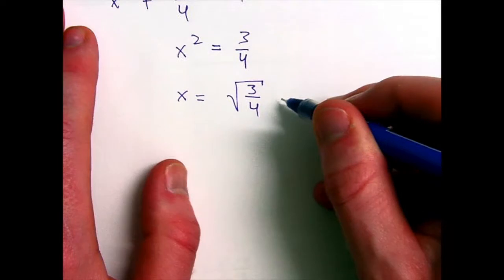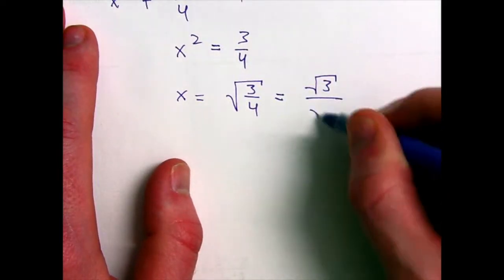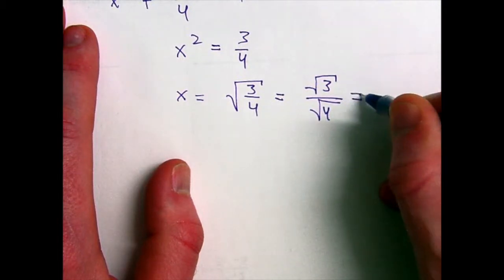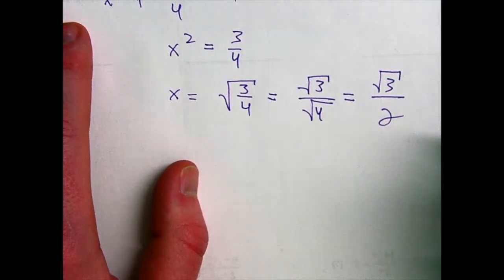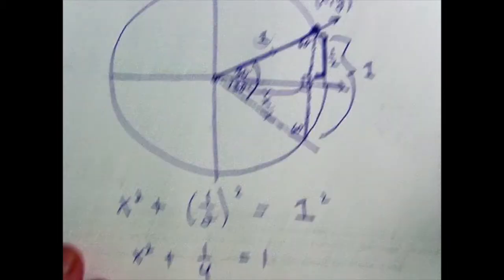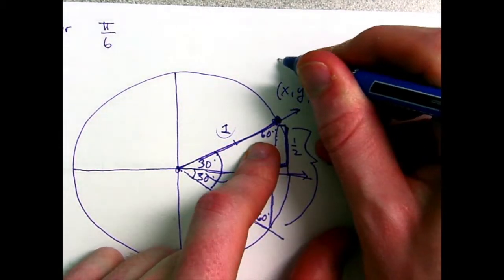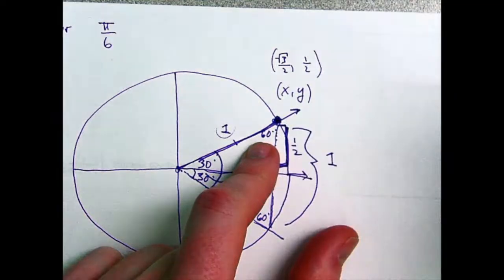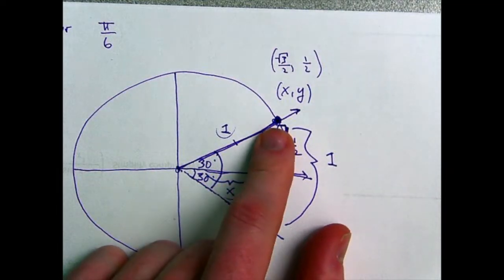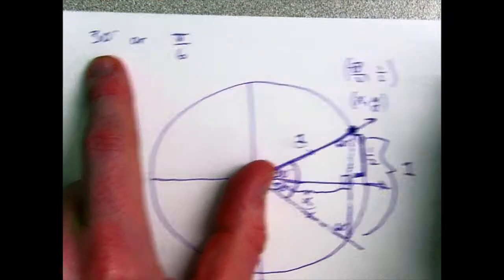When you take the square root of a fraction, you just apply the root to the top and the bottom. So that's root 3 over root 4, which produces root 3/2. So that's the x-coordinate of this point. So in summary, the coordinates of this intersection point on the unit circle are root 3/2, comma 1/2. And now that we know the x and y coordinates of this point, we can evaluate the basic trig functions at pi/6, or 30 degrees.